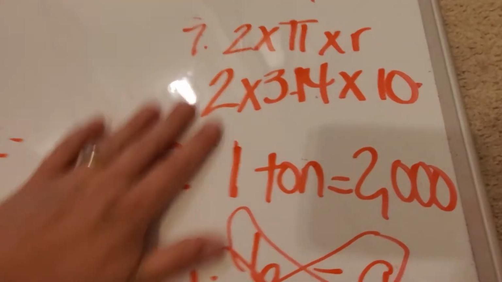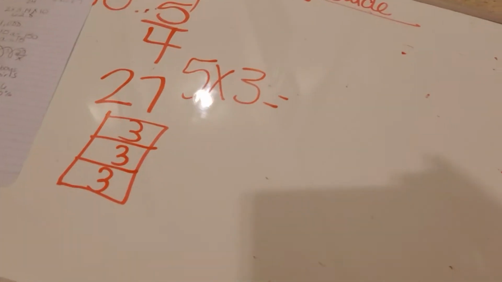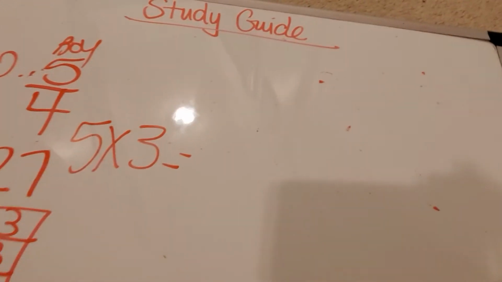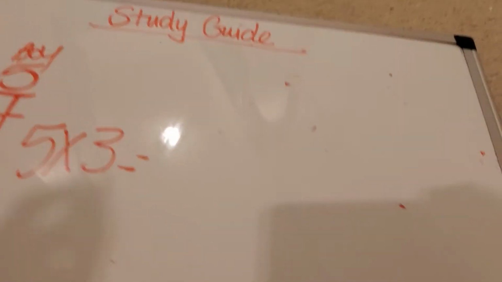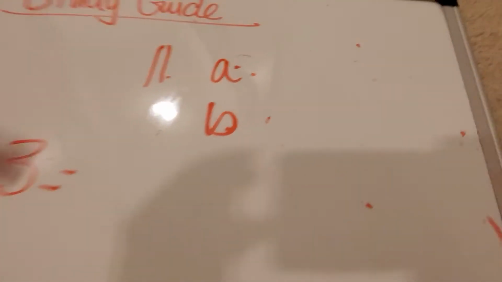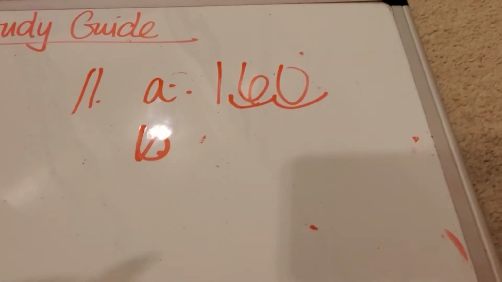Number 11. This should be becoming routine as well because we've done so many of these. 11A, they give you 1 3/5. Okay? So you know that 3/5 is 0.6. So that's how you do the first one. Now remember, to get B, I just move my decimal 2 places. That's going to give you B.